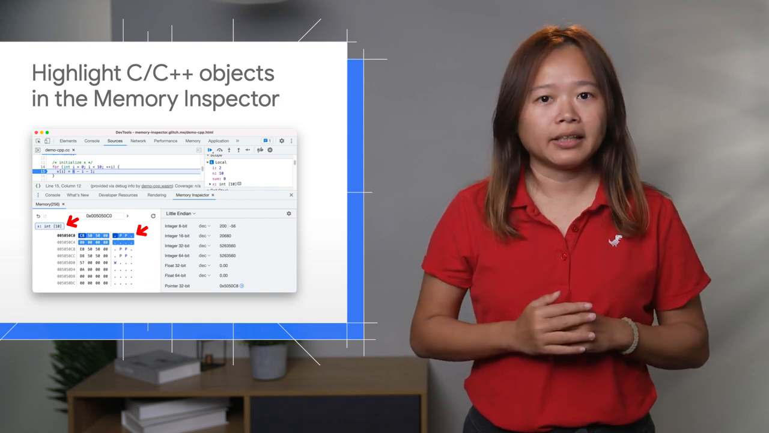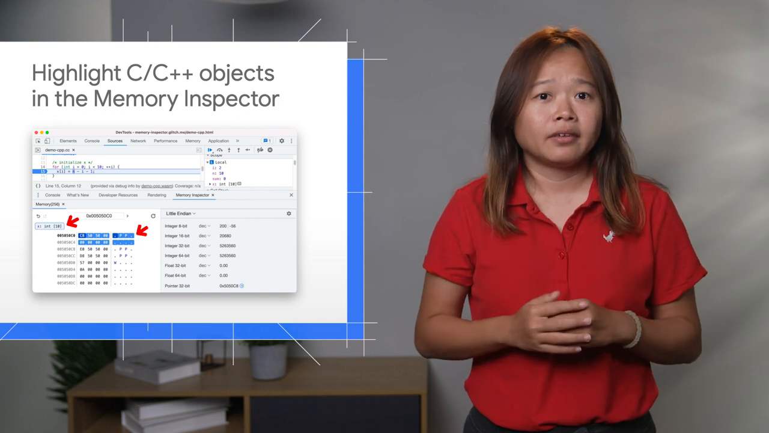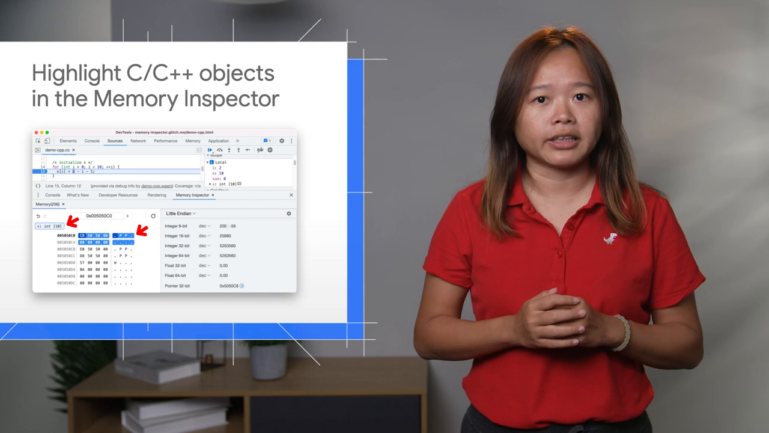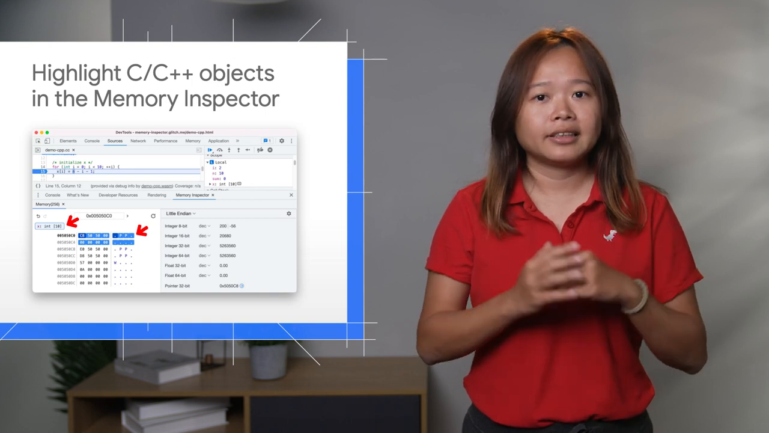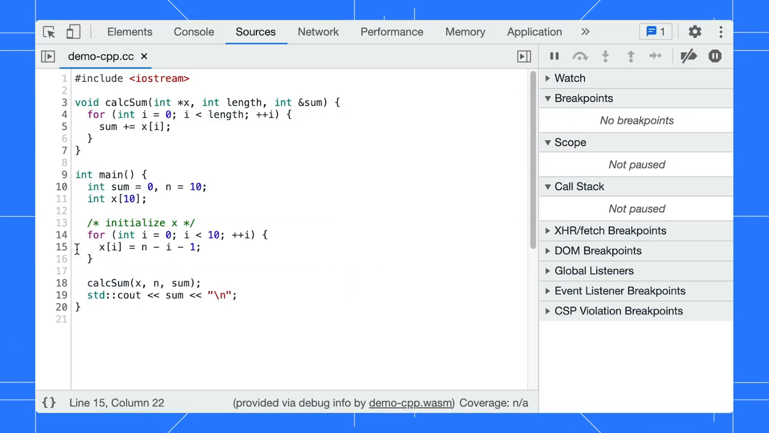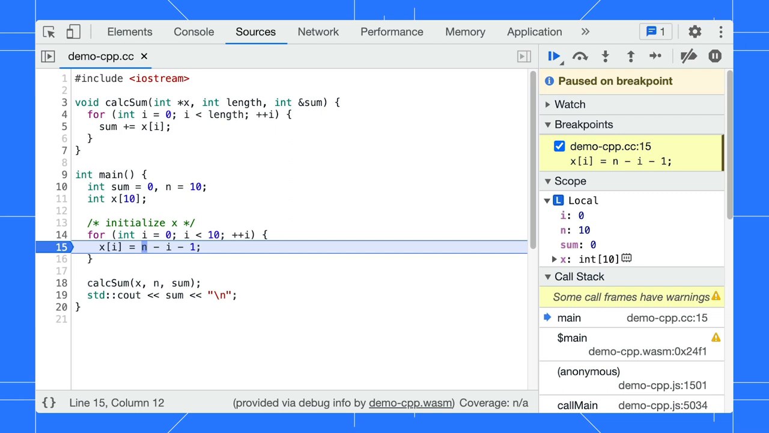Recognizing an object's bytes among the surrounding WebAssembly memory was a pain. You have to know the object size and count the bytes from the object start. Let's see how this new feature can help you with that. In the demo, we will set a breakpoint in the C++ script and refresh the page.